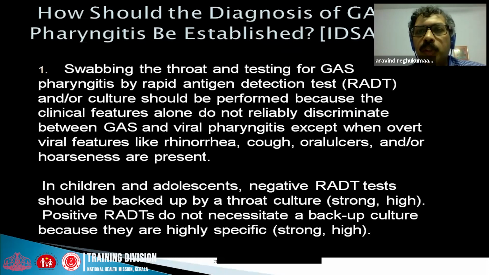How should the diagnosis of streptococcal pharyngitis be established? Swabbing of the throat and testing by rapid antigen test or culture should be performed, because clinical features alone do not reliably discriminate between streptococcal and viral pharyngitis, except when overt viral features like rhinorrhea, cough, oral ulcers, and hoarseness are present. So the bottom line is that if the patient with pharyngitis has rhinorrhea, cough, oral ulcers, with or without hoarseness, you can think away from streptococcal pharyngitis. These are very easy things to follow in our OPD.